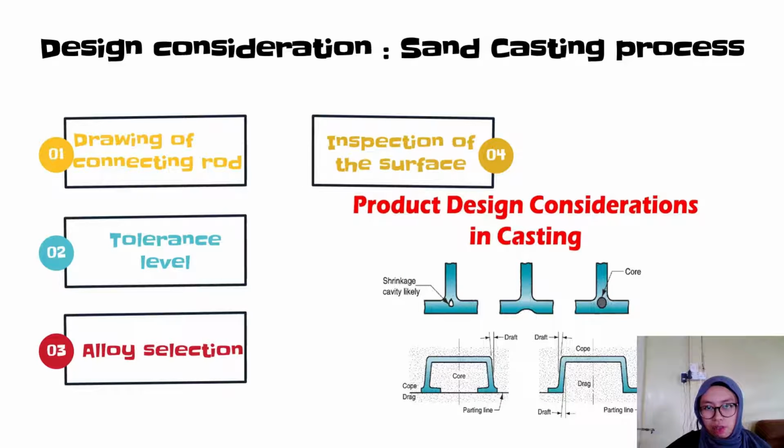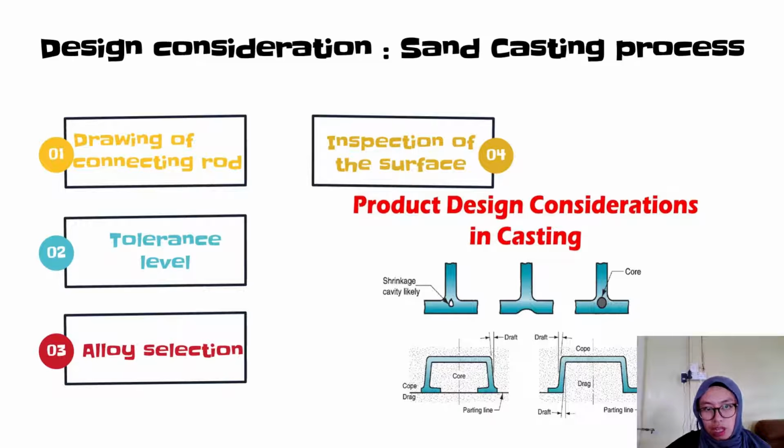Design considerations for the sand casting process. There are four design considerations that we need to take note of. First is the drawing of the connecting rod, as our product is a connecting rod. The draft of the drawing should have the size and shape of the product that we need to produce. Second, tolerance level. This is important, for example we use aluminum alloy to produce the connecting rod, with a tolerance level for this material of plus or minus 0.5 mm.